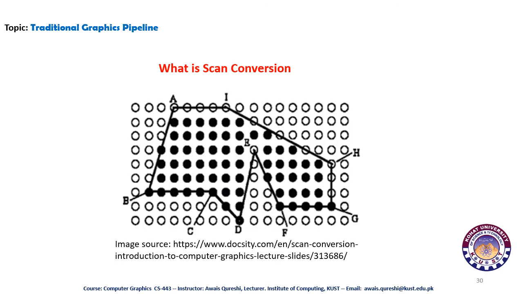As you can see, these objects, these tiny circles, have the same brightness. That's why the scan is going to be converted. Other circles are not producing the same brightness. That's why the scan conversion will only take place on these small circles.